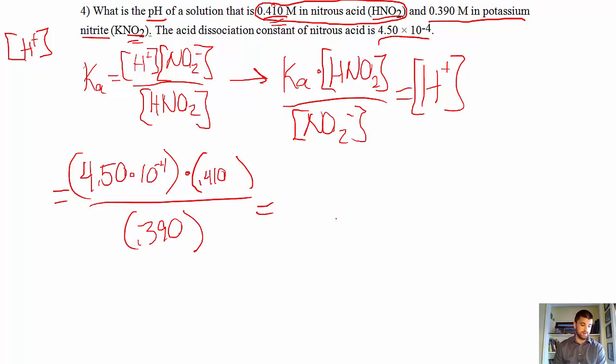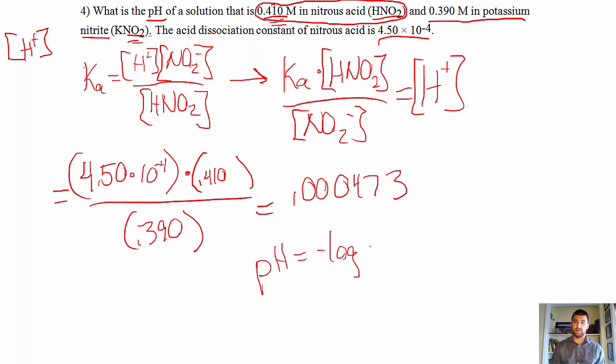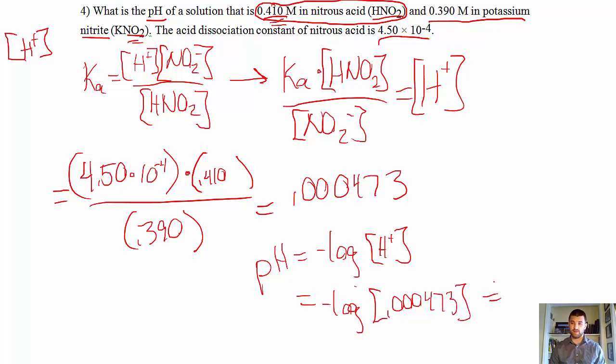And I get the concentration of H plus to equal 0.000473. All right, so now if I want the pH, I got to do the negative log of that number. So I plug and chug negative log of 0.000473, and I get 3.33 as my pH. Final answer.